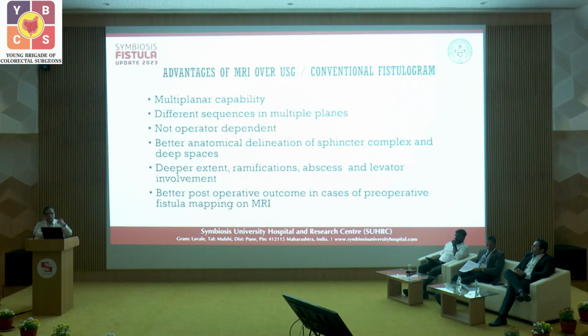On MR, we have a better anatomical delineation of the sphincter complex and deeper spaces because we have different sequences to identify them. The external sphincter is a skeletal muscle. The internal sphincter is a continuation of the smooth, circular muscle of the rectum, so they have slightly different signal intensities on MR. And as fat is the major content of the perianal, ischioanal or ischiorectal fossae, fat has a different signal. So it is very easy for us to identify these different spaces.